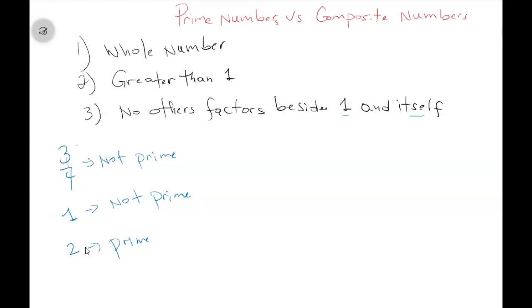What about 3? Is 3 a whole number? Yes, 3 is a whole number. Is 3 greater than 1? Yes, 3 is greater than 1. Does 3 have any other factor besides 1 and itself? We know 3 divided by 1 equals 3. And we also know 3 divided by 3 is 1. But besides that, I can't think of any other number that can divide 3. So therefore, 3 is a prime number.